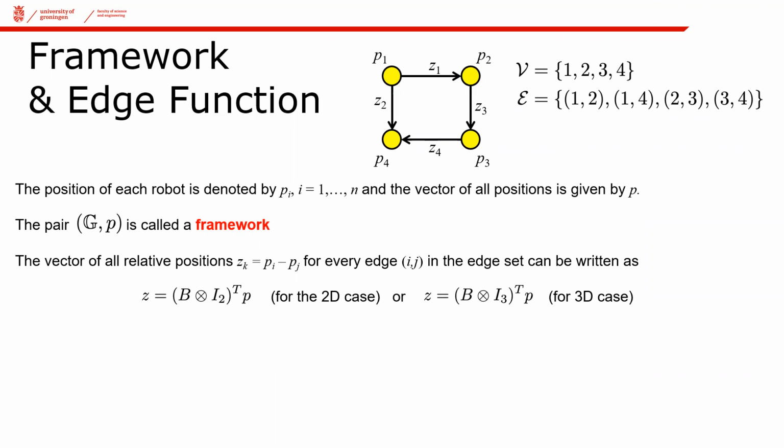Yes, P1 to P2 and P1 to P4. And that can also be seen in the set of edges. So in the set of edges, you have 1 to 2 and 1 to 4. This represents that agent 1 is measuring agent 2, and agent 1 is also measuring agent 4. And the same as agent 4 is measuring agent 1, and agent 2 is measuring agent 1. So each edge represents who measures who.